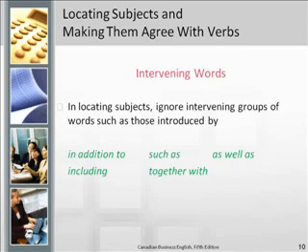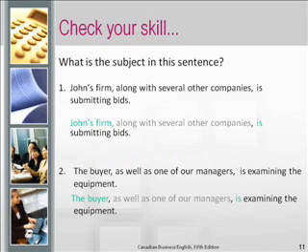In addition to prepositions, you should watch out for intervening words. This is another idea that can cause you to pick out the wrong subject of the sentence, and then you will have problems with subject-verb agreement. Intervening words are groups of words such as in addition to, including, such as, together with, and as well as. You will never find the subject that belongs to the verb after intervening words such as these. Let's have a look at some sentences that have intervening words and see if we can select the subjects.